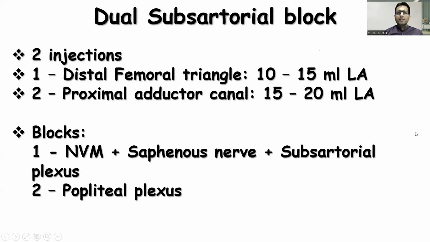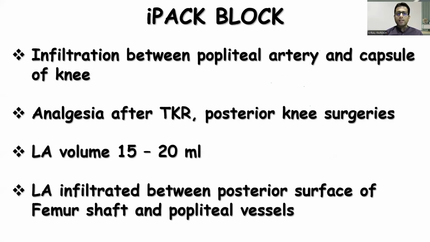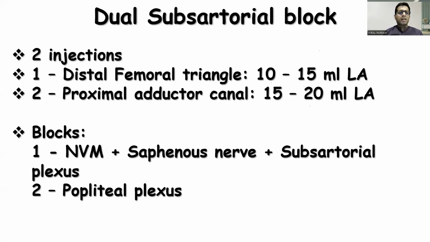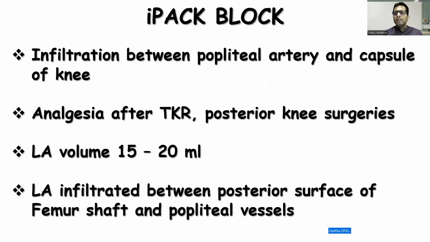So what is dual subsartorial? It is again two injections: one injection at the distal femoral triangle, about 10 to 15 ml of the local anesthetic, and the second at the proximal adductor canal. The distal femoral triangle injection will block the nerve to vastus medialis, saphenous nerve, and the subsartorial plexus. And at the proximal adductor canal, as we deposit the local anesthetic, it seeps through the adductor hiatus into the popliteal plexus and blocks it. So the advantage of the dual subsartorial is that both the anterior and the posterior compartment of the knee innervation are covered.